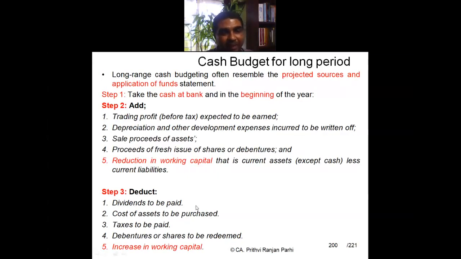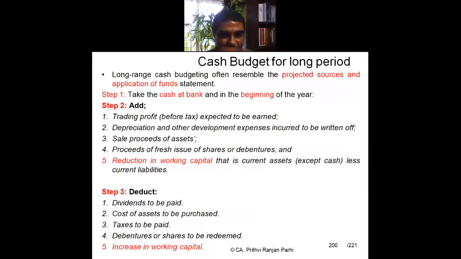Then what are the things that have to be deducted? Let us say dividend paid has to be deducted. Cost of assets purchased has to be deducted because they are cash outflows. Taxes paid, debentures and shares redeemed. Increase in working capital has to be deducted. You might face some difficulty in understanding why reduction of working capital is added and increase in working capital is deducted. Can you understand this, or should I explain?